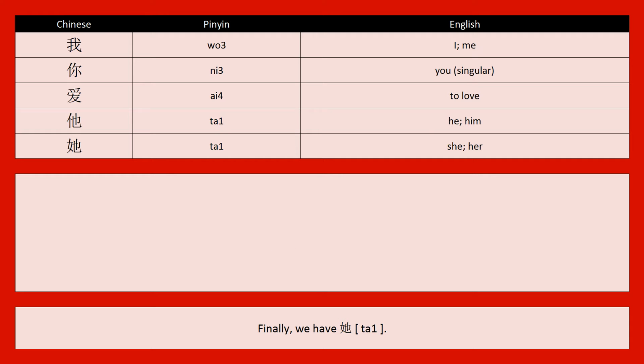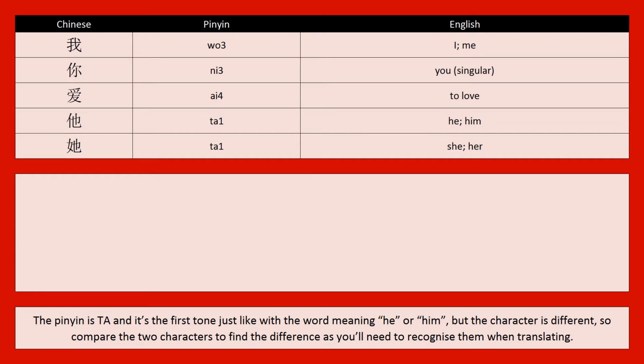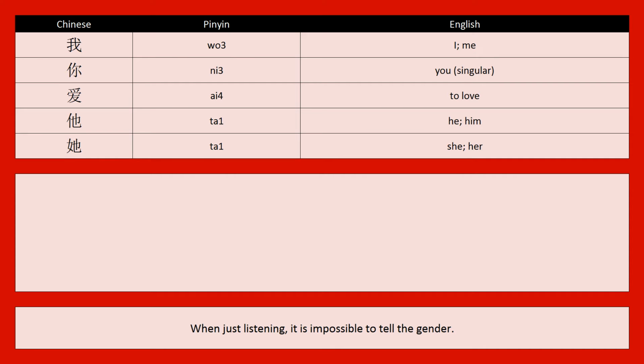Finally, we have 她. This is the female third person singular pronoun she or her. The pinyin is TA and it's the first tone, just like with the word meaning he or him, but the character is different. So compare the 2 characters to find the difference, as you'll need to recognize them when translating. When just listening, it is impossible to tell the gender.